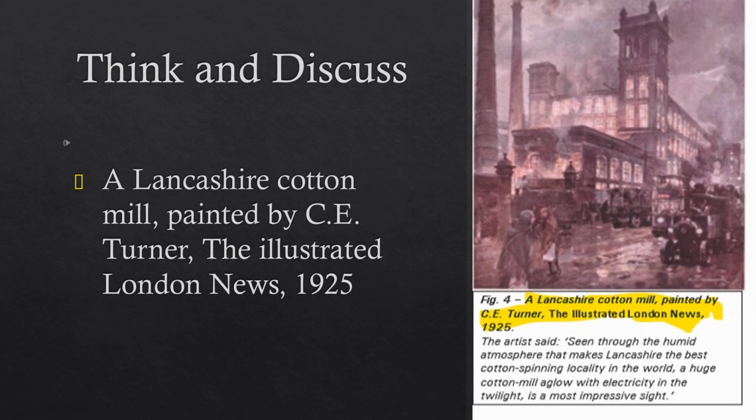And the artist glorified the cotton mill, and the artist is saying that this cotton mill looks extremely good with electricity, and it was a huge cotton mill which looked so good in twilight, and it was a most impressive sight of the twilight. Twilight means the early morning or the evening when the lights are dim.